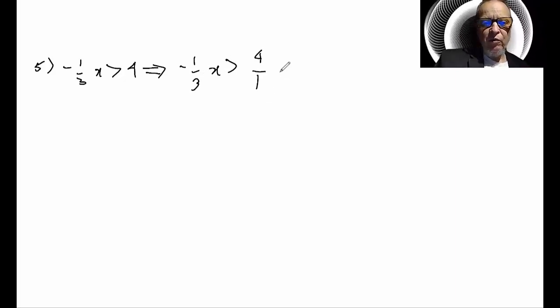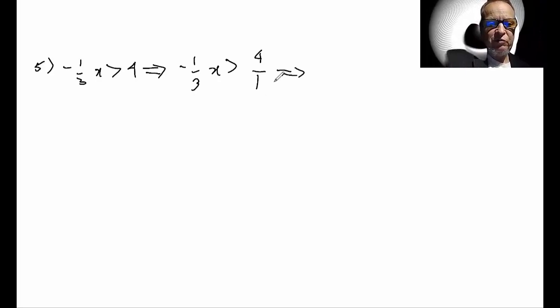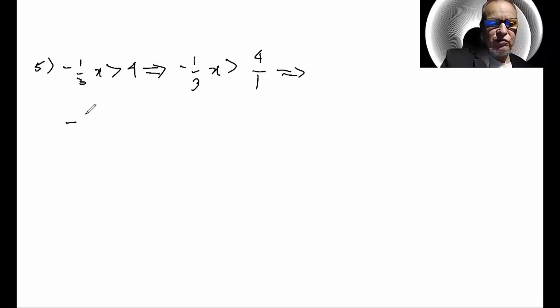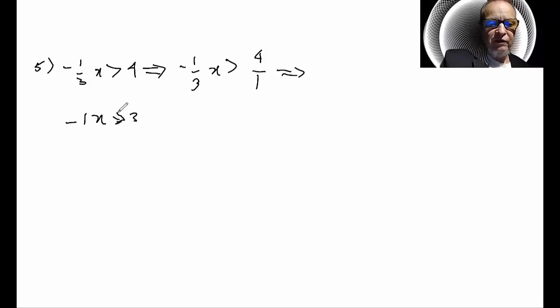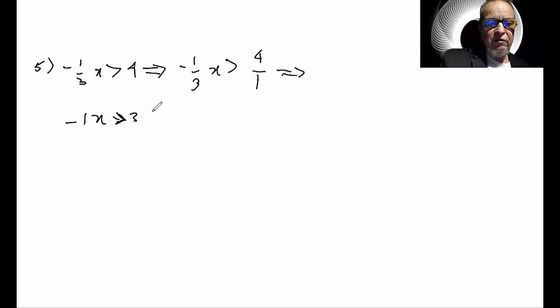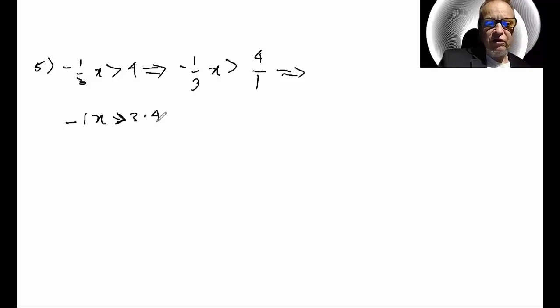And then I'm going to cross multiply. So I'm going to get negative 1x is greater than 3 times 4.